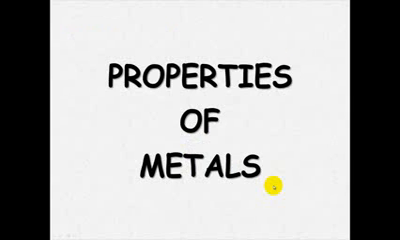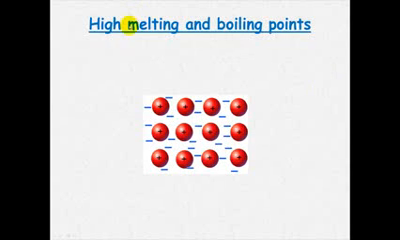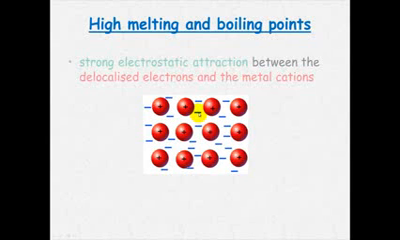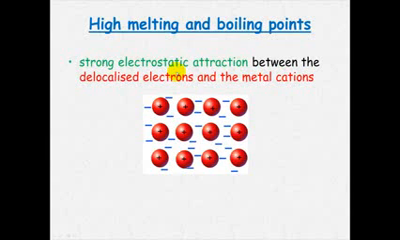So we know about the structure. How does that structure give it the properties that metals have? Let's look at the high melting and boiling point. Here we have our positive cations and our sea of delocalized electrons. There is a very strong electrostatic attraction between positive and negative. So we've got strong electrostatic attraction between the delocalized electrons and the metal cations.